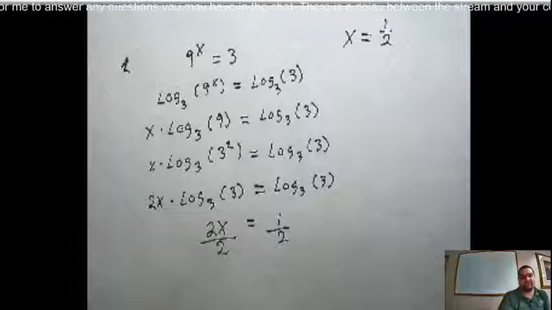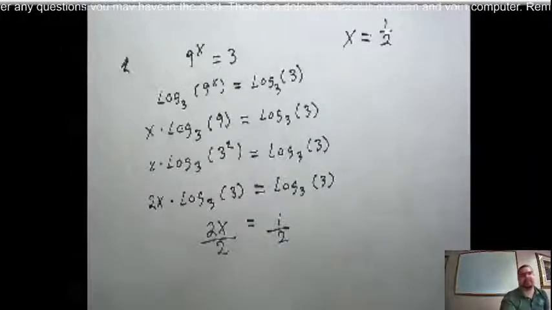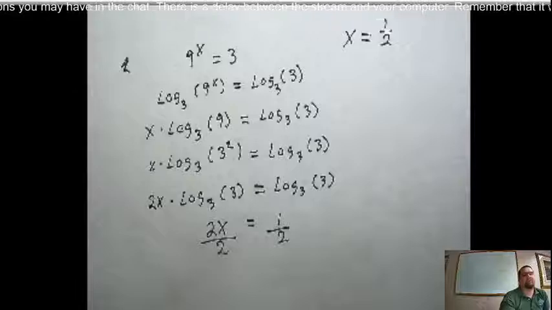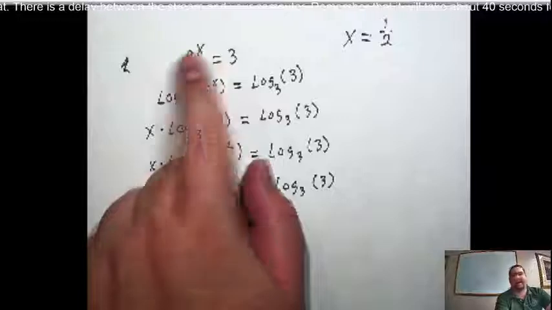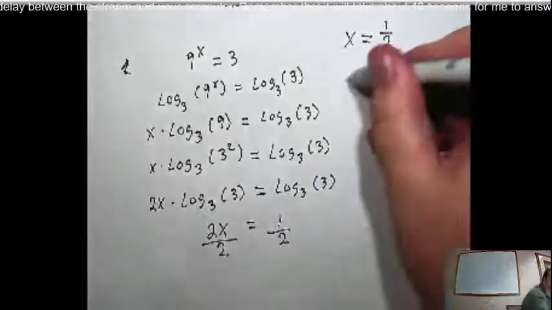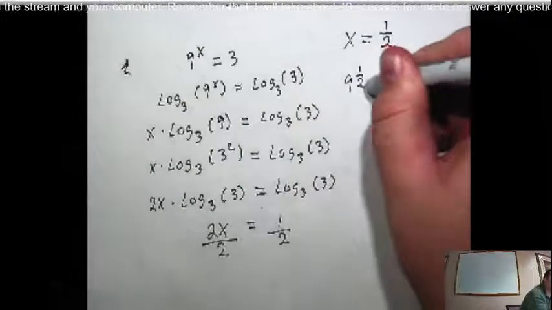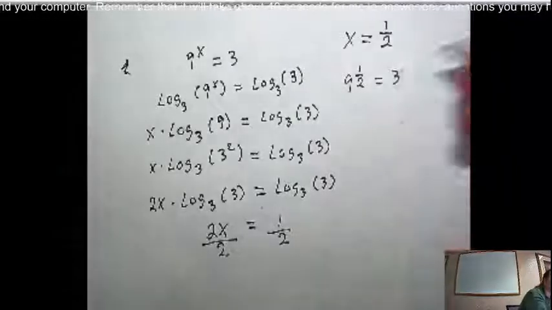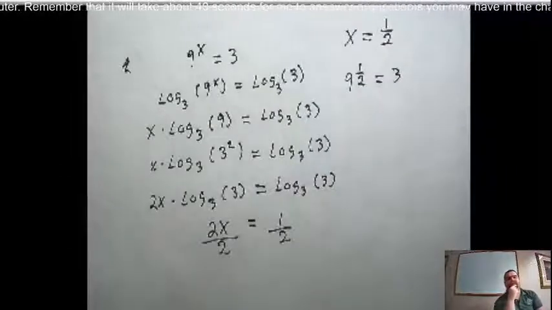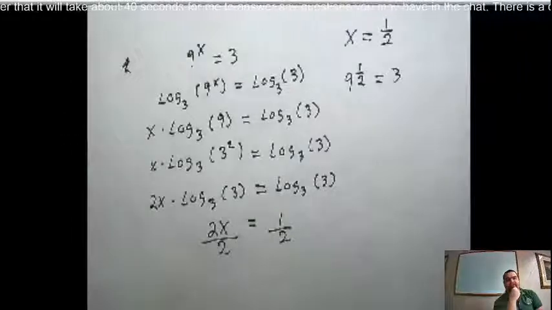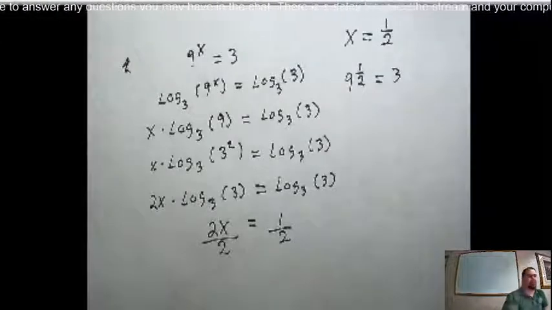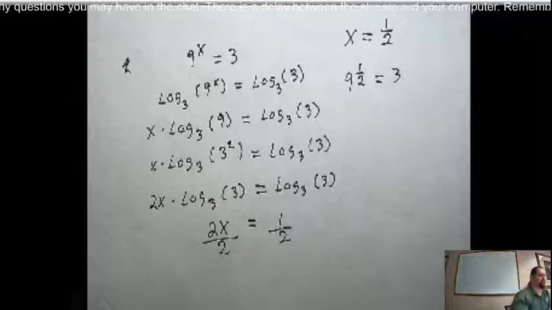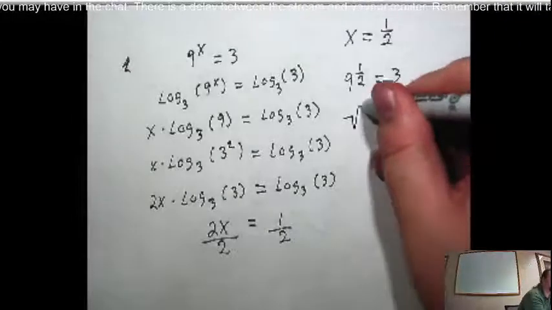Now this should be familiar. This should be sending off something in your head right now. What we just found is that our power, what we need to raise 9 to in order to get 3, is 1/2. So we have 9 to the 1/2 power equals 3. Again, this should be setting off something in your head. 9 to the 1/2 power, particularly the fact that we're raising it to a fraction power. Remember that fraction powers represent roots.